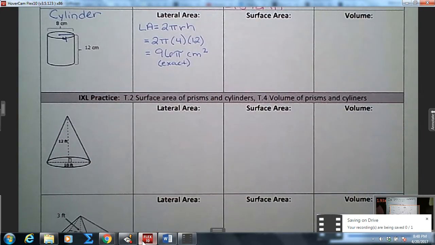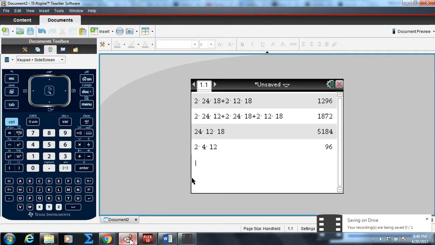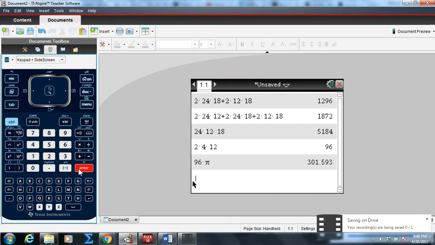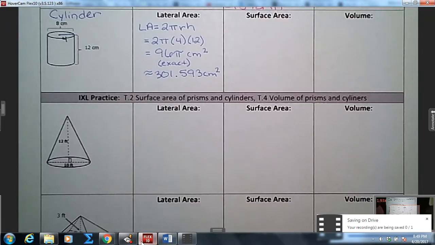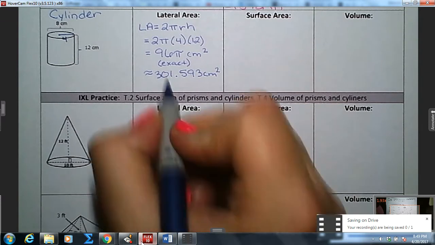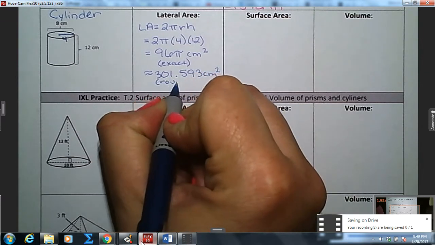If you're asked for the rounded lateral area, then you just go back into your calculator and multiply that 96 by pi. And the approximated value is 301.593 centimeters squared. We're not told what to round to, so I'll just write it to the third decimal place here. This is the rounded value.